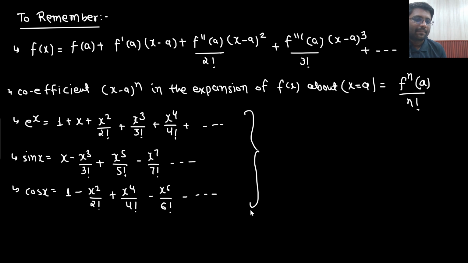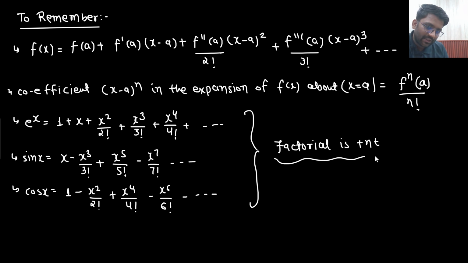Notice one thing, all of them are having factorials: 2 factorial, 3 factorial, 4 factorial, 5 factorial, 7 factorial, 6 factorial. That means factorial is present. So in the examination, they can give you this expansion and ask what it is the expansion of. If factorial is present, then you will think only about e to the power x, or sin x, or cos x.